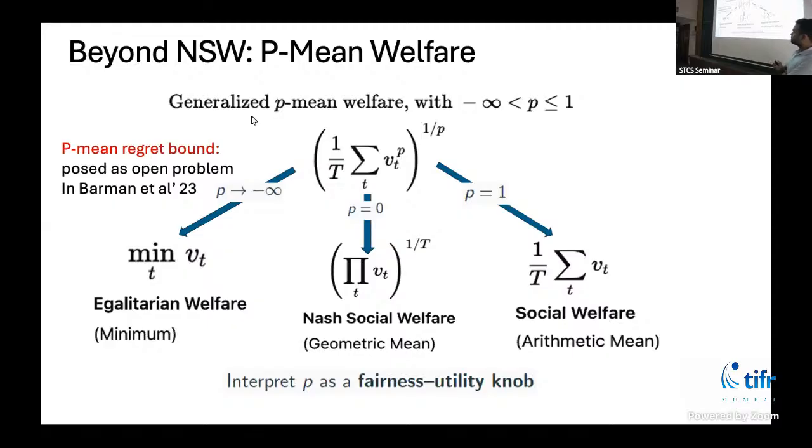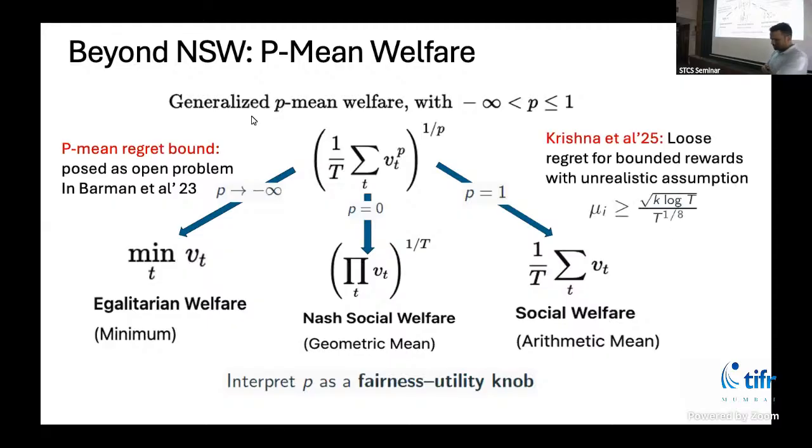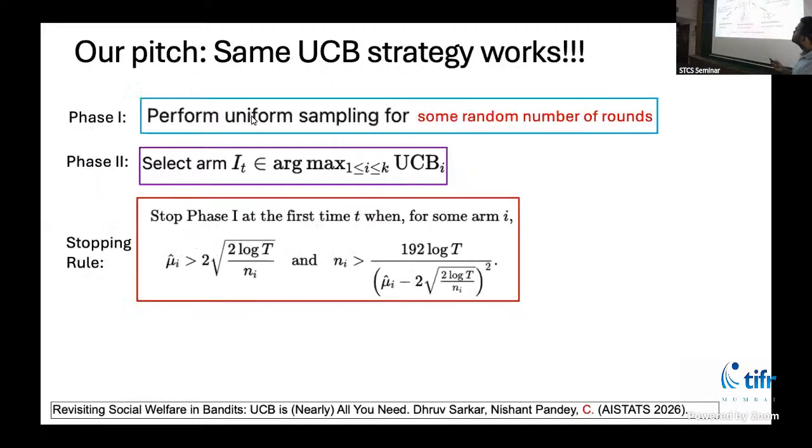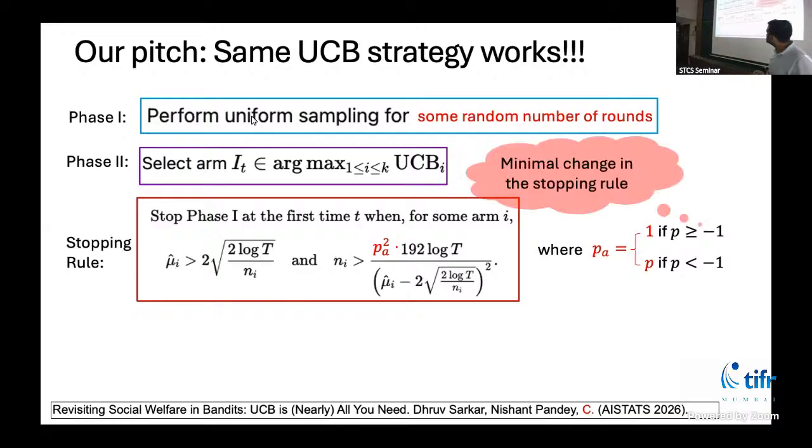This has been posed as an open problem, and although some previous works solve this using unrealistic assumptions, we showed that our simple algorithm strategy works. Same algorithm, only the stopping rule changes. Instead of this, just multiply by P squared, where P squared is defined by this. Basically, I take it to be 1 if P is greater than minus 1, which is the easy regime, and equal to P if P is less than minus 1. Mind that P can be negative, very close to minus infinity. Obviously, I need to know P because that is the regret metric I have to minimize. Just make this small change and everything works out.